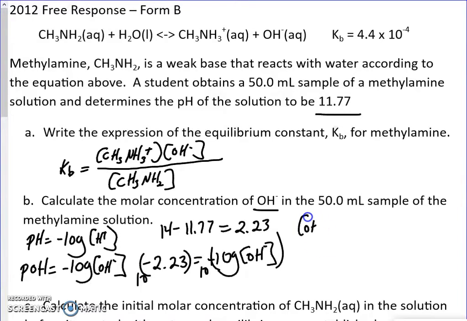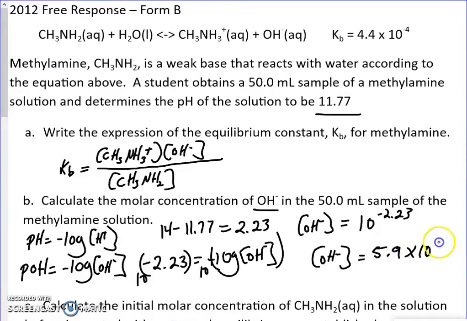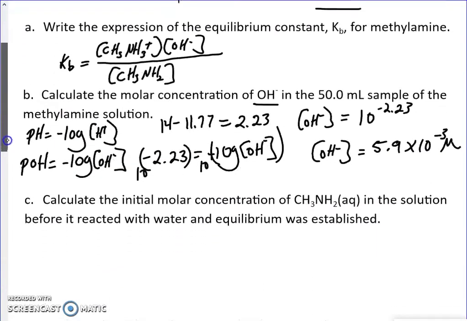So what we end up with is the hydroxide ion concentration equals 10 raised to the negative 2.23 exponent, which gives us a concentration of 5... Looks like we've got 3 sig figs for all the main numbers I'm seeing. I'm not using Kb. Actually, with our pH, we have 2 sig figs, so I guess we'll work off 2 sig figs. So 5.9 times 10 to the negative third molar is our concentration of hydroxide. Okay, so not too bad. Moving on to part C.